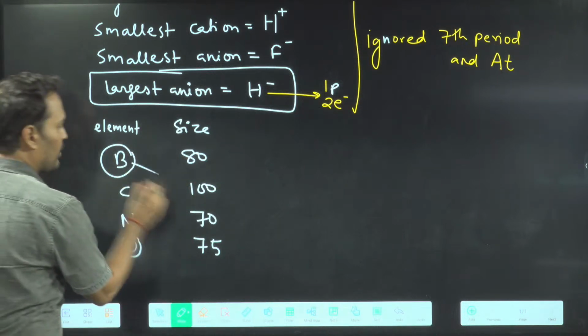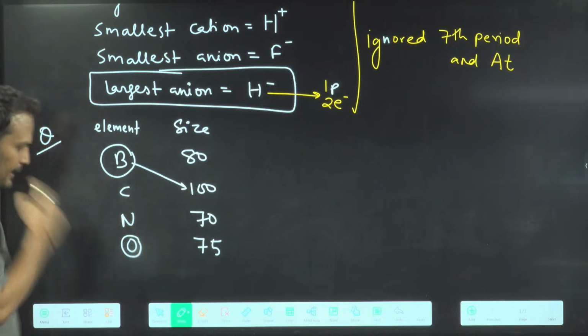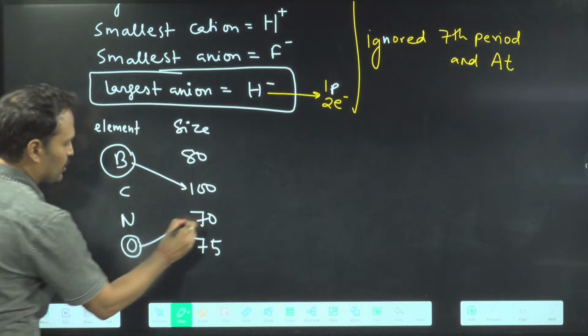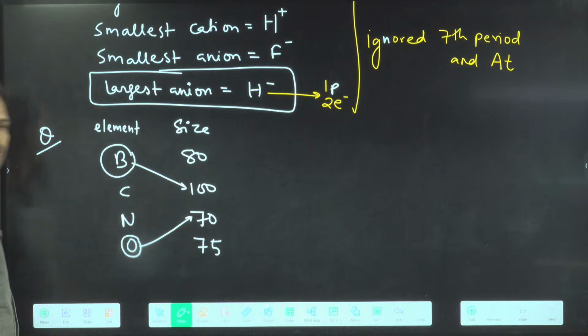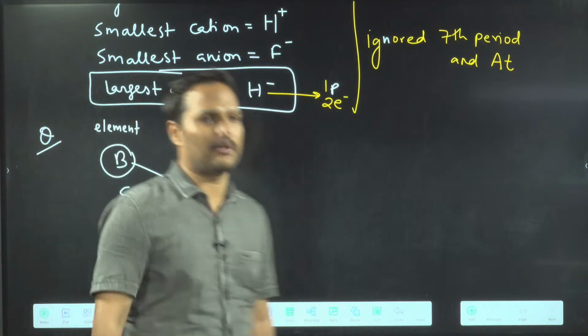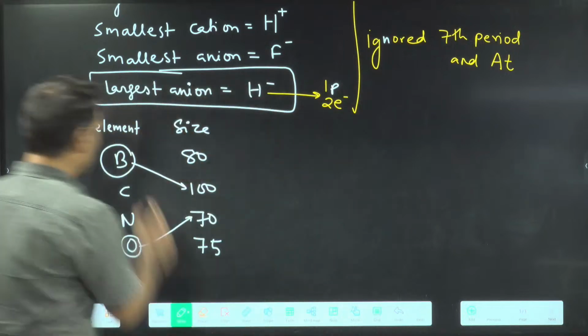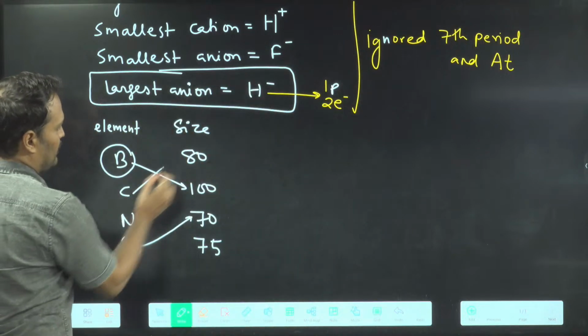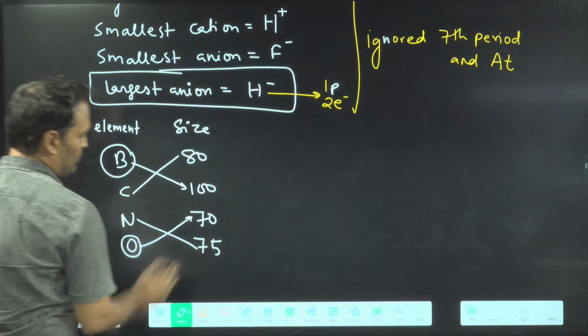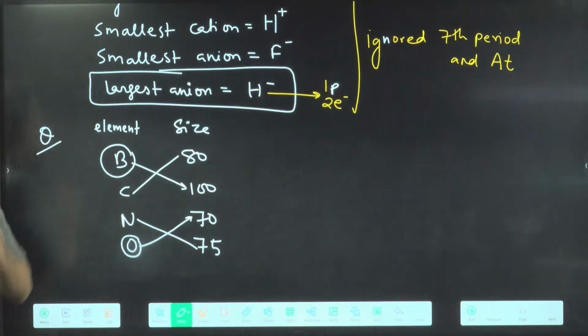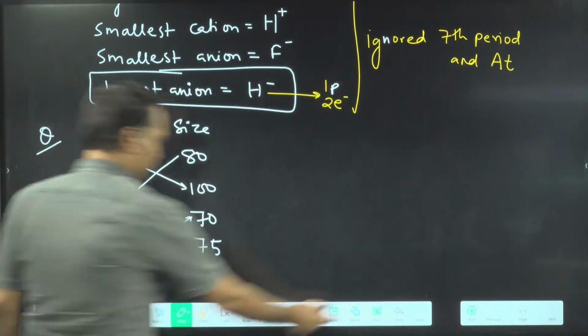So just match it. Boron is biggest, so give 100 to it. Oxygen is smallest, so give 70 to it. So we are just keeping a relative order, not exact values to remember. So it is 100. Now this is second largest, so 80. This is third largest, so 75. Oxygen is smallest. Like this we have to try the question.